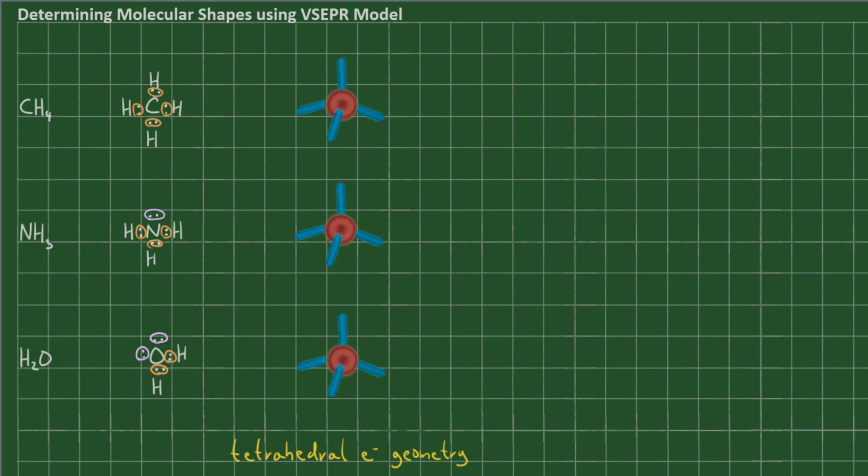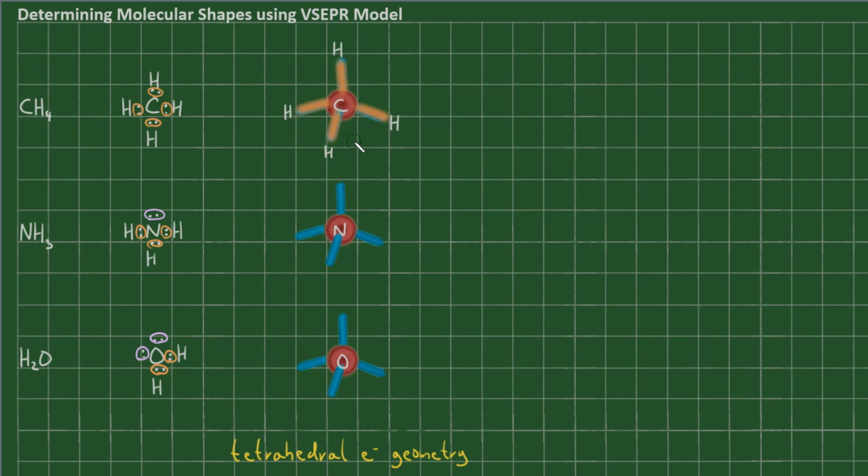In each case, the red sphere represents the central atom. So in case of methane, we have carbon in the center, in case of ammonia, nitrogen, and in case of water, oxygen. What about the electron pairs? In case of methane, all electron pairs are bonding electron pairs, and all 4 bonding pairs serve as a covalent bond between the central carbon and the surrounding hydrogens.